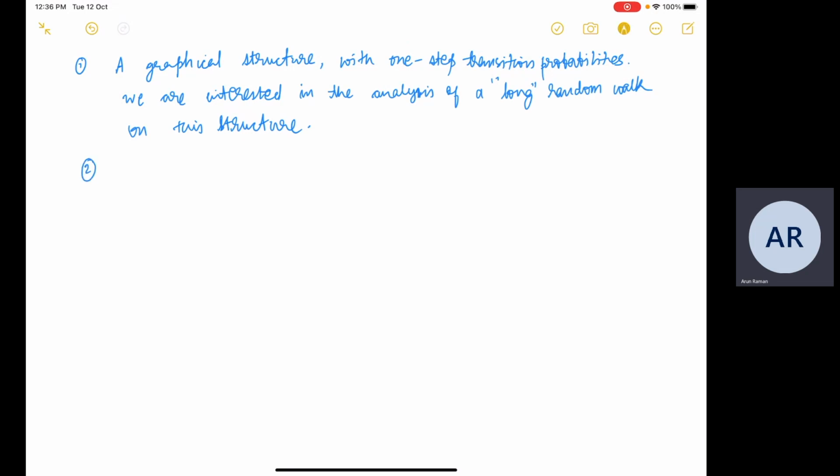And as for that, we just said that the m step transition probability is the mth power of the one step transition probability.